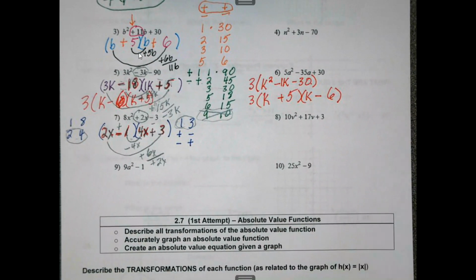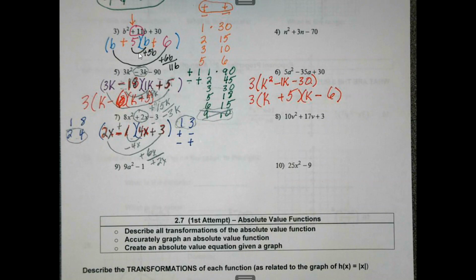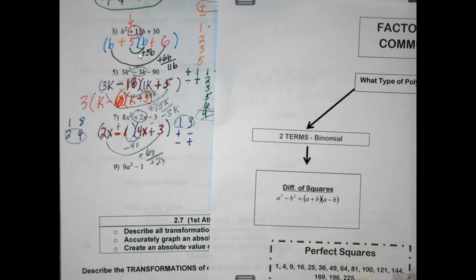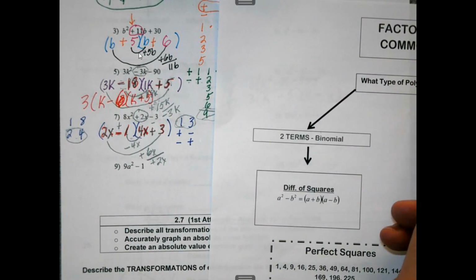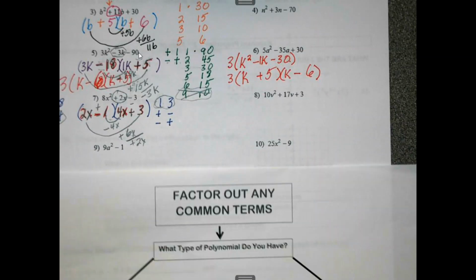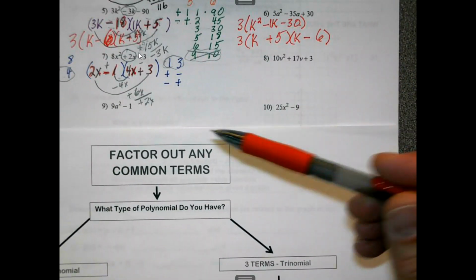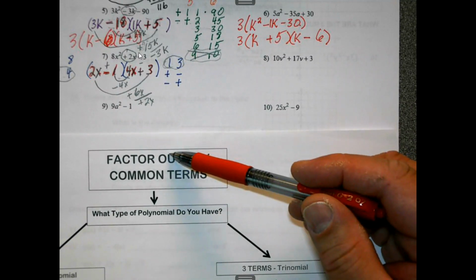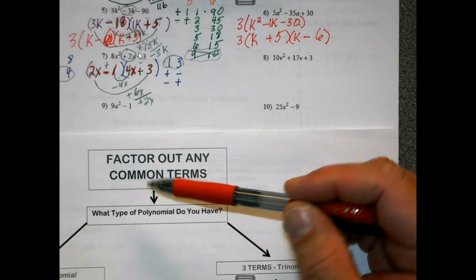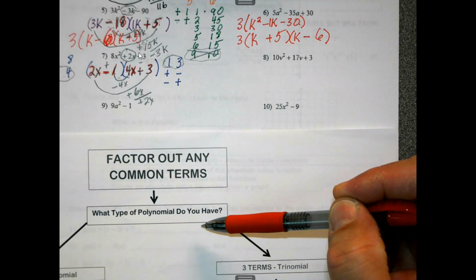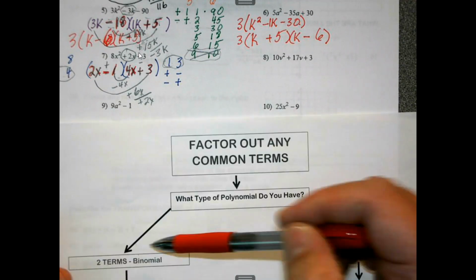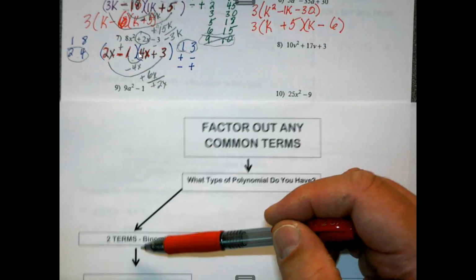Okay, number 9. Can I factor out any common terms, using my flowchart? Not going to make that mistake twice. No, I can't. What type of polynomial do I have? Well, I have 2 terms this time, right?